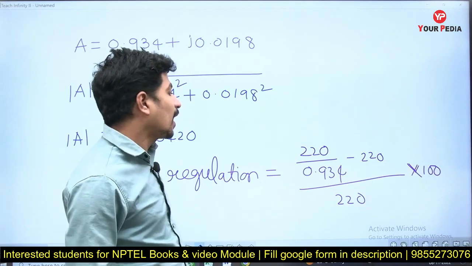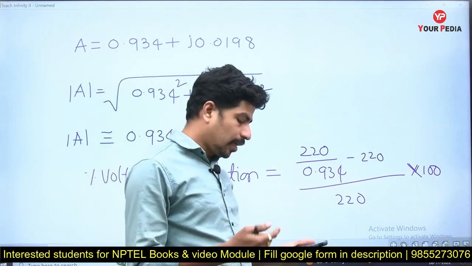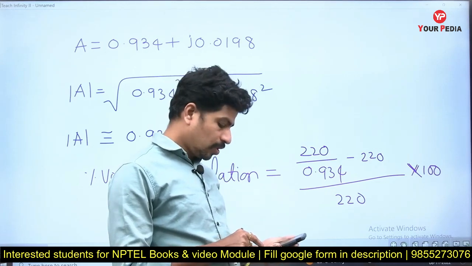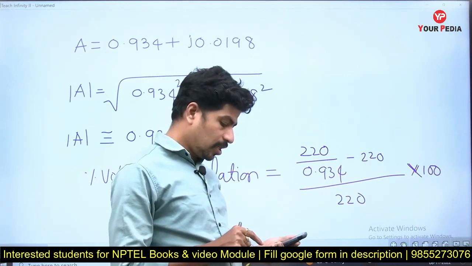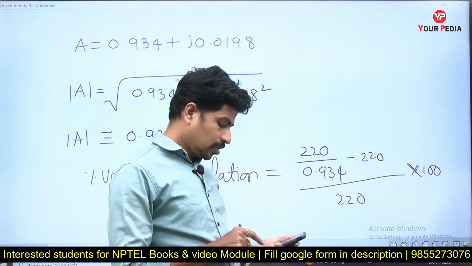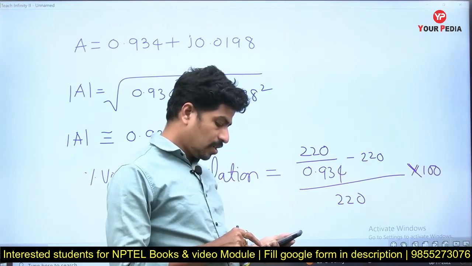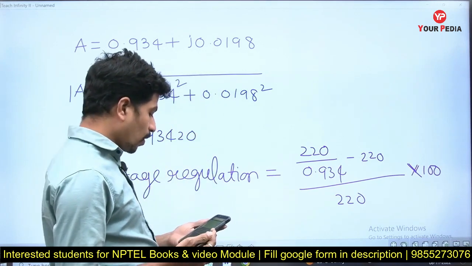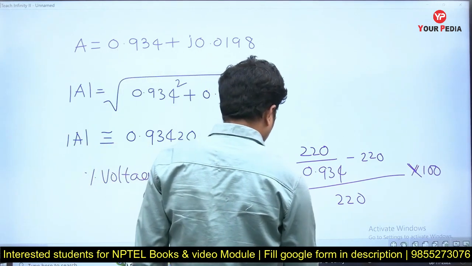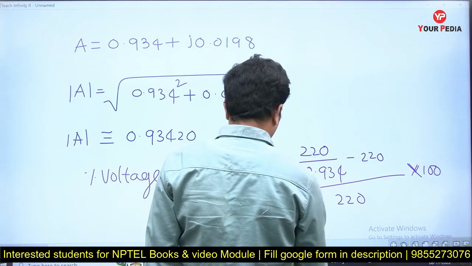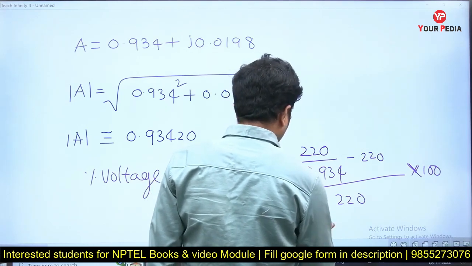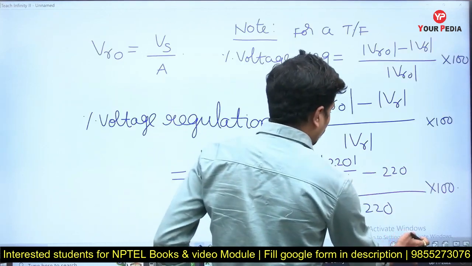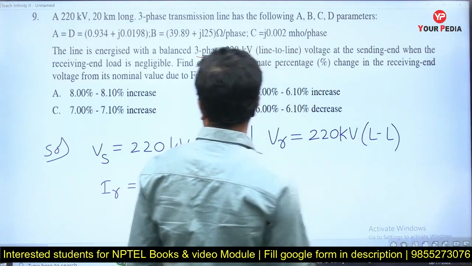Now let's calculate this value. Use your scientific calculator. 220 by 0.934 minus 220, divided by 220, into 100. This is 7.066 percentage. Let's see which option is going to match.